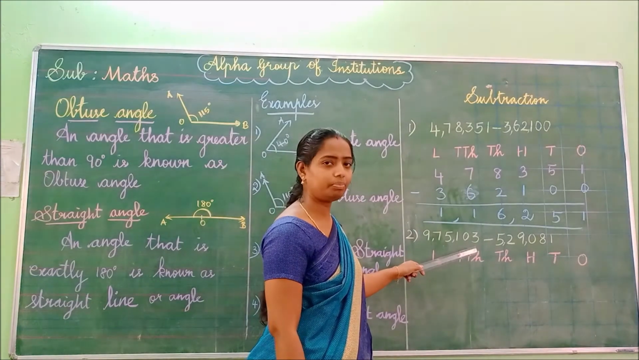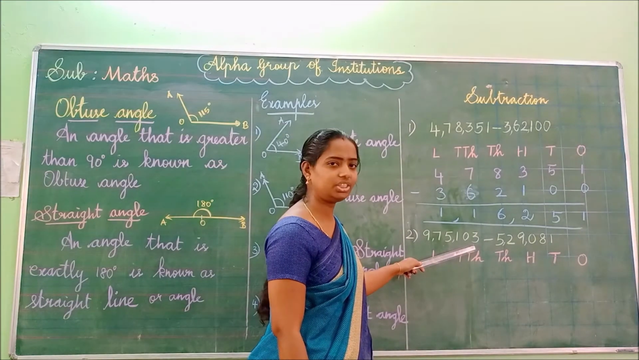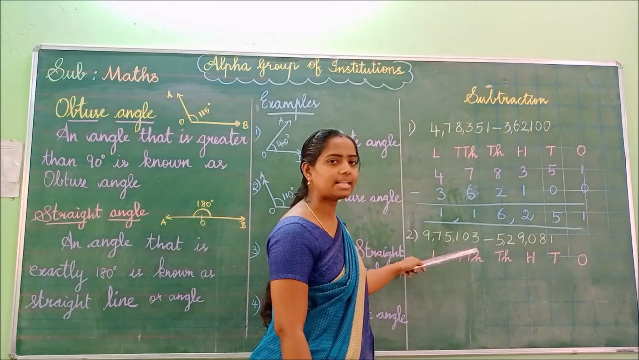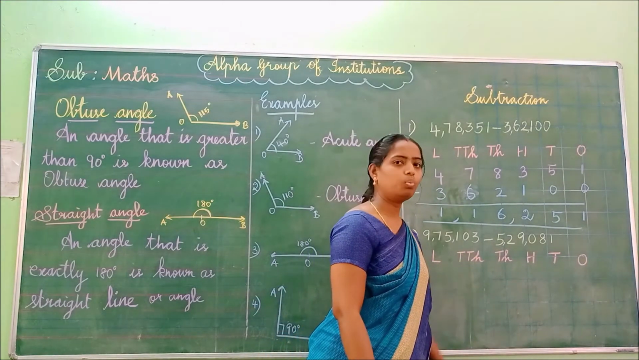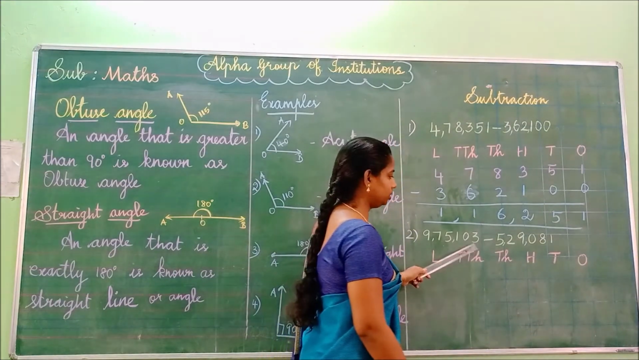Okay, shall we start to see how we have to place? See, what is the last digit here? 3. What is the last number? 3. The 3 we have to place in the ones place, isn't it?